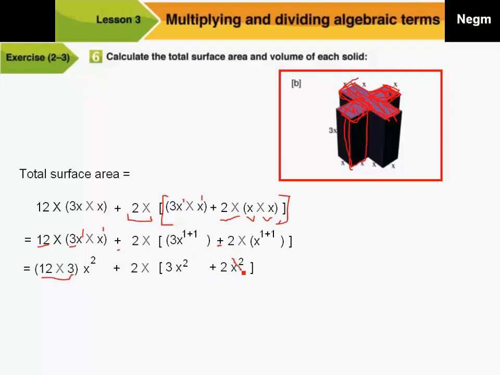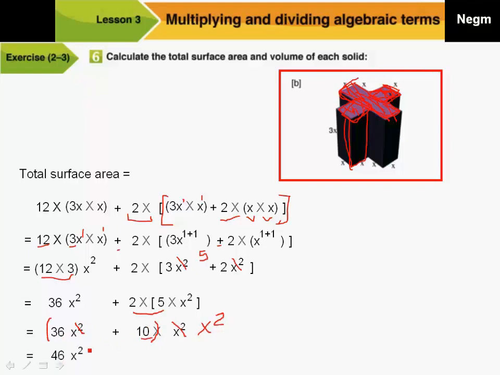If we take this outside the brackets, inside the brackets we will have 3 plus 2, which is 5. So it will be 2 times 5x squared. This will be equal 2 times 5 is 10. Take x squared outside the brackets. We will have 36 plus 10, which is 46x squared. This is the total surface area of this shape.